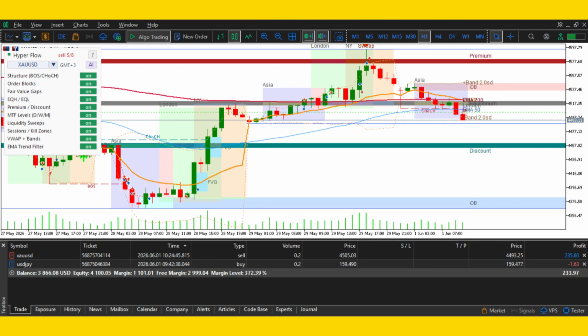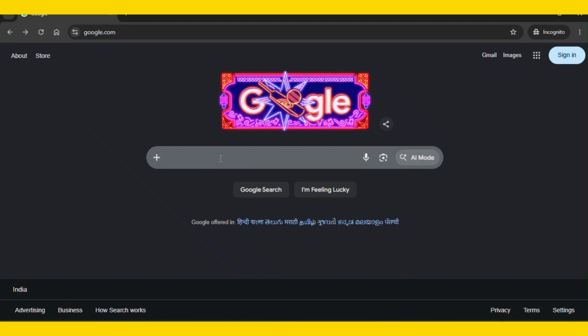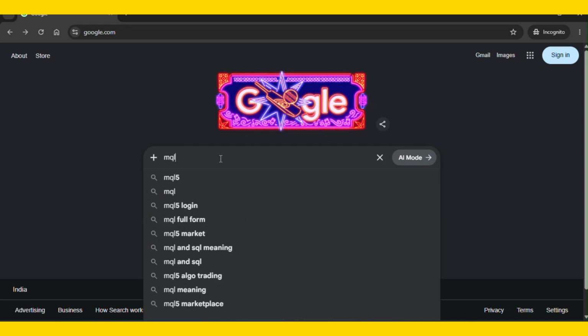Hi traders. This is a real trade I just took with a high probability setup. But here's the question. How did I identify this opportunity before the move happened? In the next few minutes, I'll show you exactly how I use AI probability, liquidity sweeps, and market structure to filter out bad trades and focus only on the best setups.